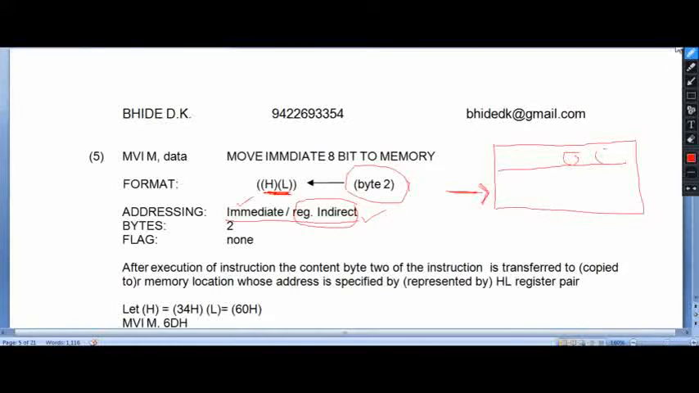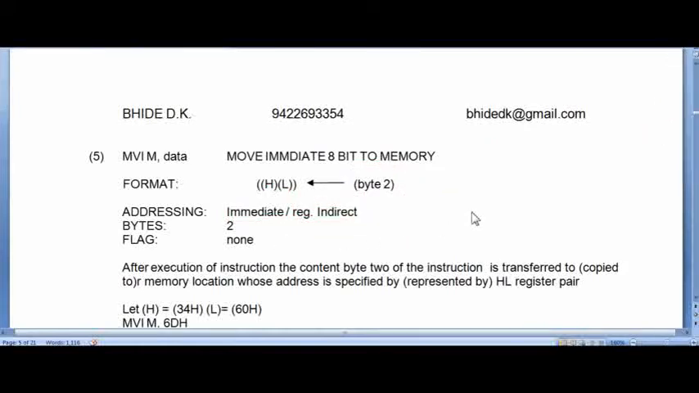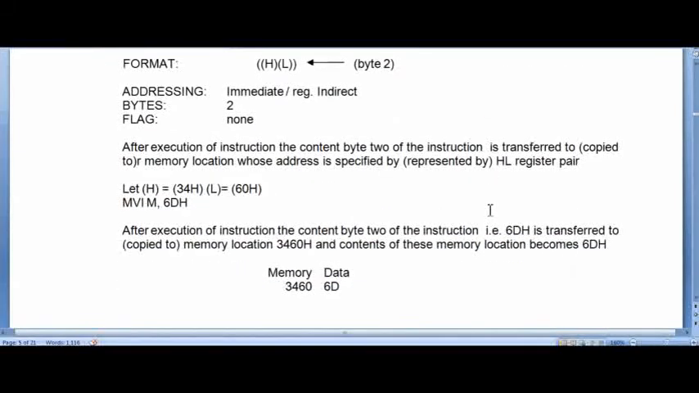Flags affected: none. Let us go for a specific example. Here, for example, H equals 34 and L equals 60. That means memory equals the number present in HL. The number present in HL is 3460. That means memory equals 3460.